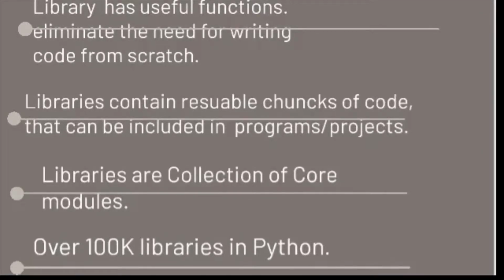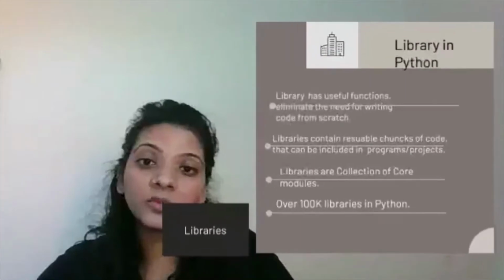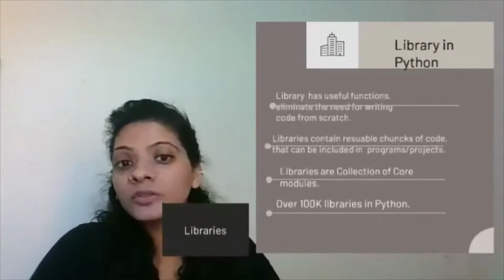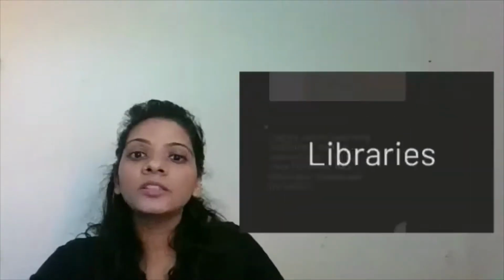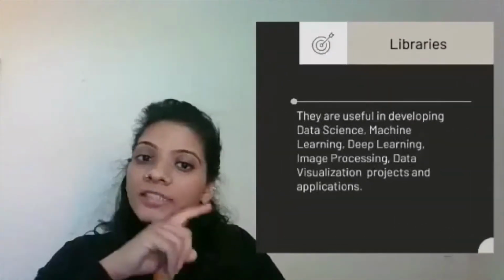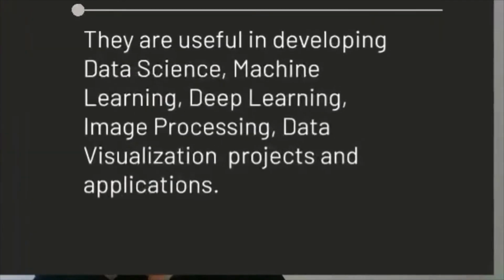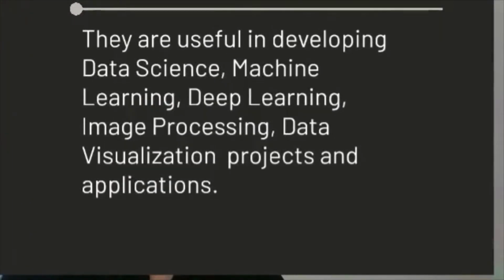Now, there are over 100,000 libraries in Python. That means you have the liberty and freedom to use libraries as you wish, depending on the need of your project. They are useful in developing data science, machine learning, deep learning projects, image processing projects, applications, and also data visualization projects and applications, right?